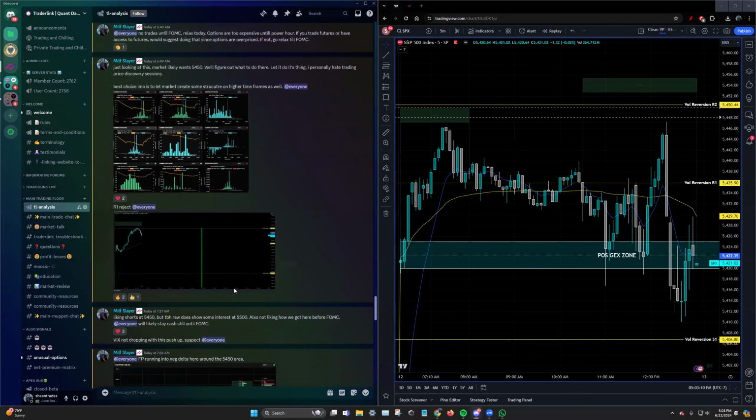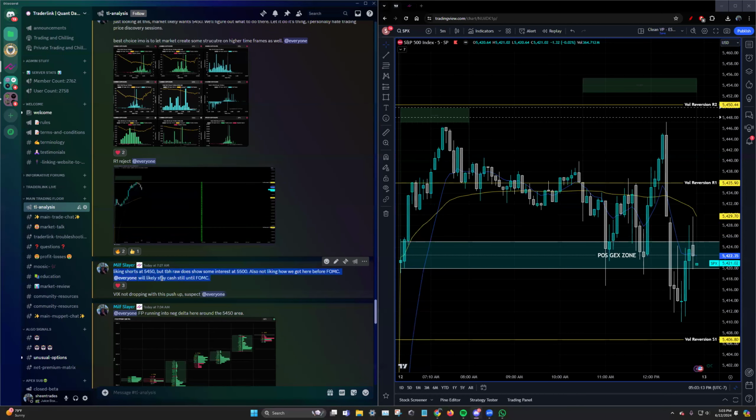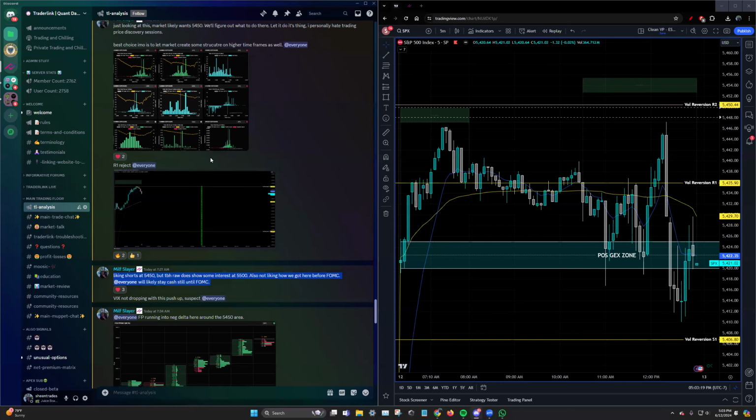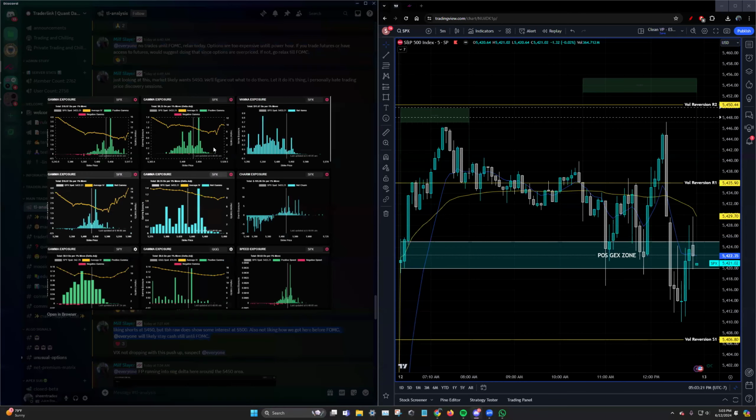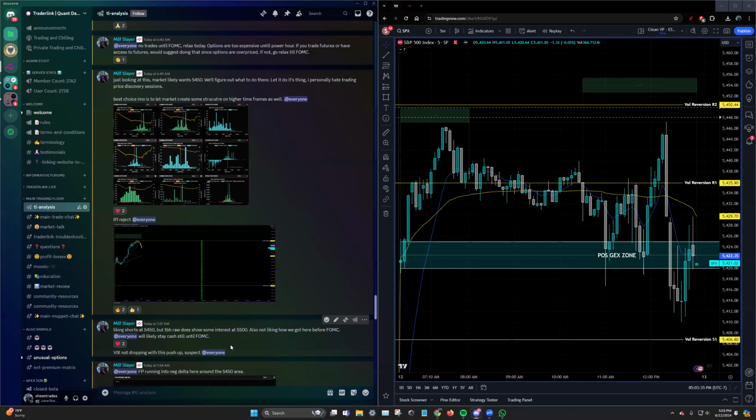And going a little bit more forward, I said at 727, liking shorts at 54.50, but to be honest, raw does show some interest at 5,500, but very minimal, right? As you can tell, I always say DGEX over everything. Why? Because it's just more reliable, less naive. So 5,500 didn't have any interest on D-adjusted, which is a good thing. At least we know that, once again, being able to see the data being correct is always super helpful.